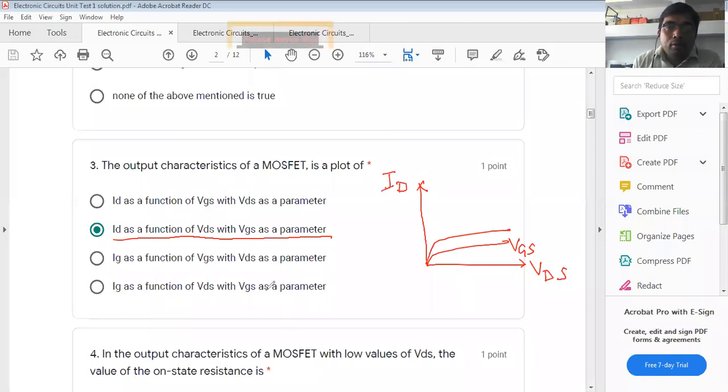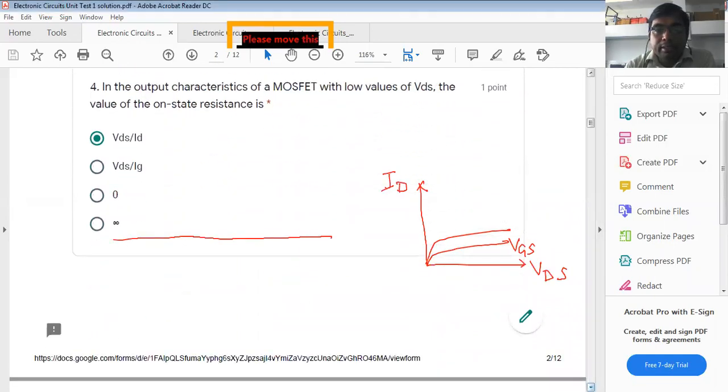Okay. Now come to the next one. The fourth question says, in the output characteristics of MOSFET with a low value of VDS, the value of the on state resistance is what? On state resistance means when the MOSFET starts to conduct. At that moment, what is the resistance across the MOSFET?